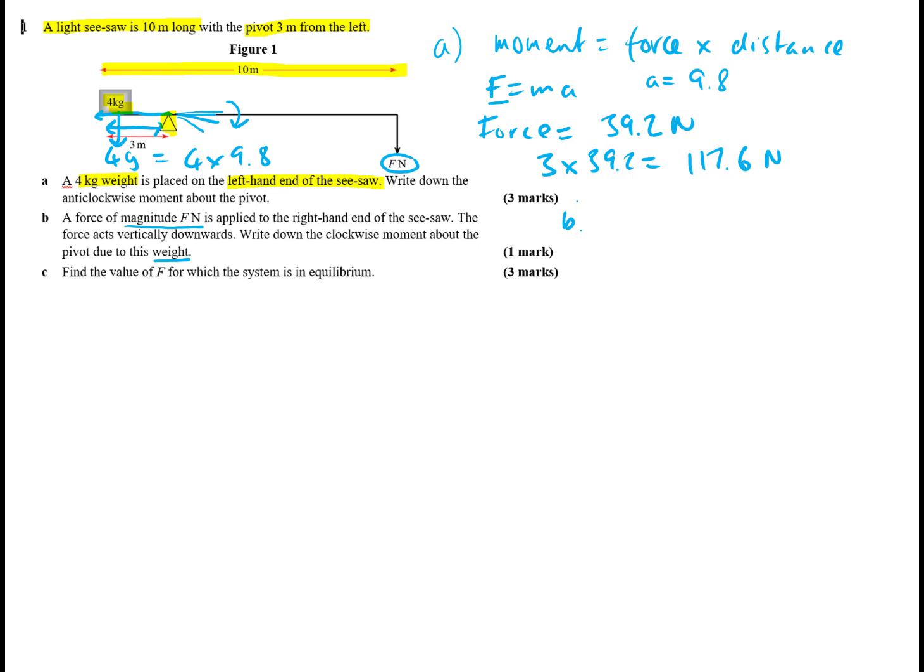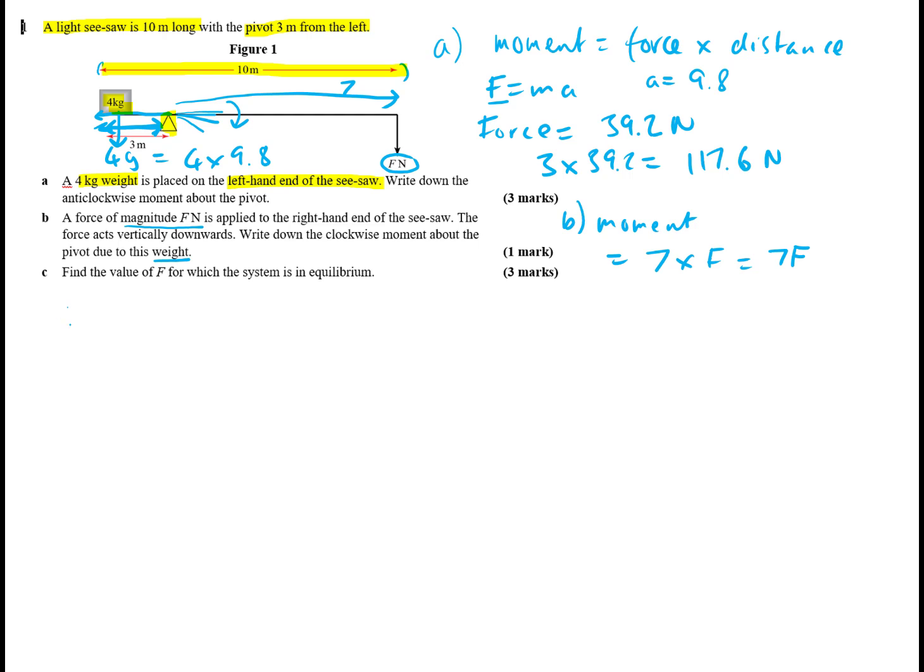So for part B, the moment literally equals force times the distance. So what's this distance? It's going to be 7, because it's this 10 here minus this length 3 right here. So it's just going to be 7 times F, which equals 7F. That's your 1 mark, done.